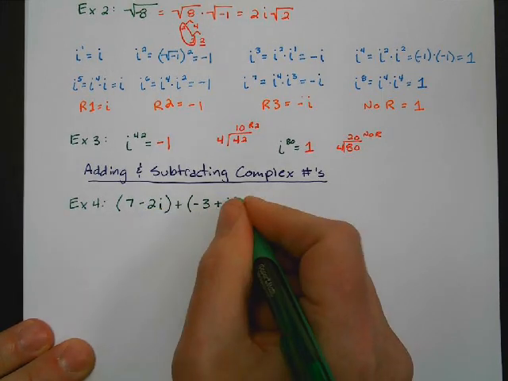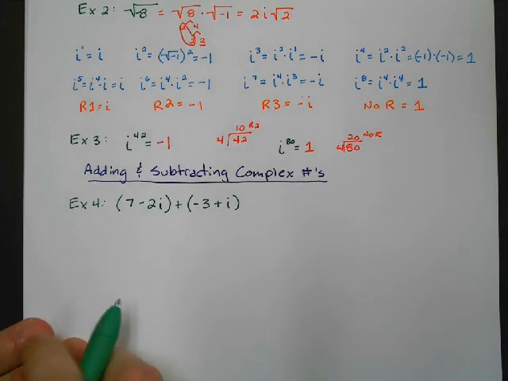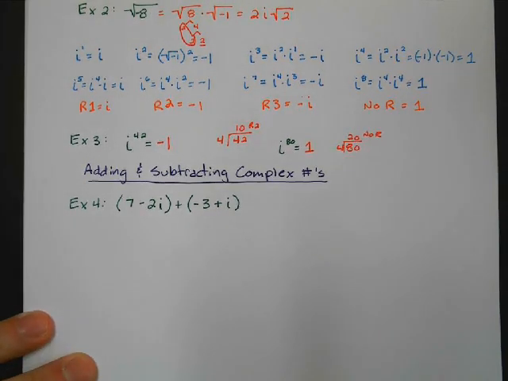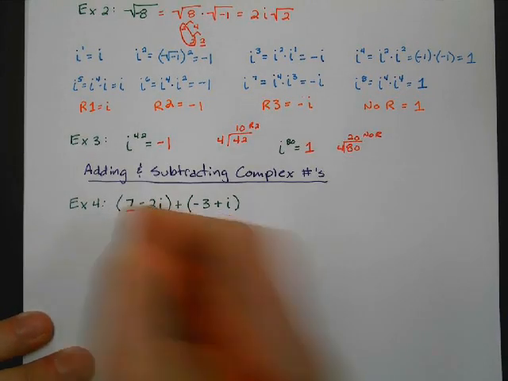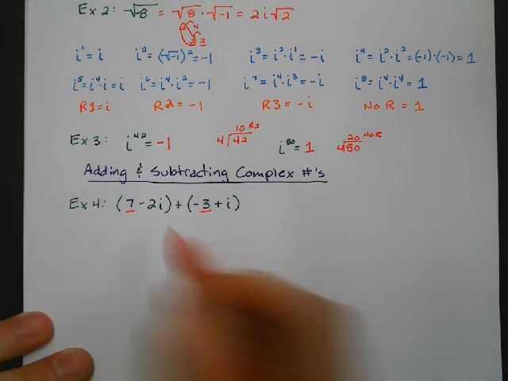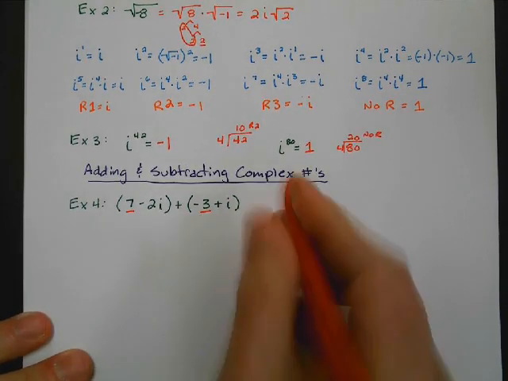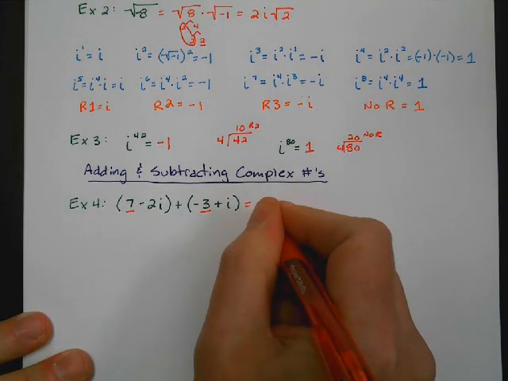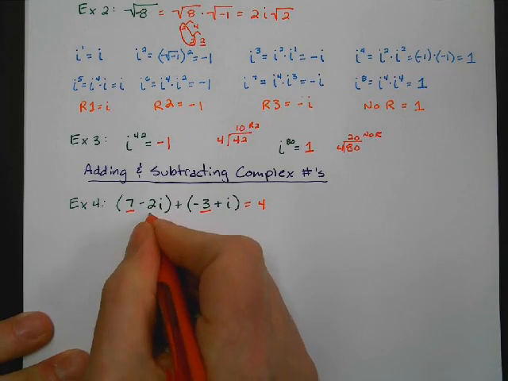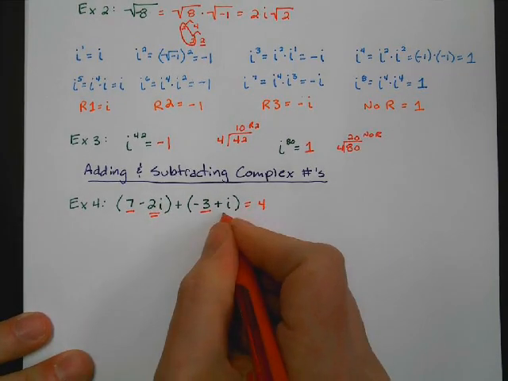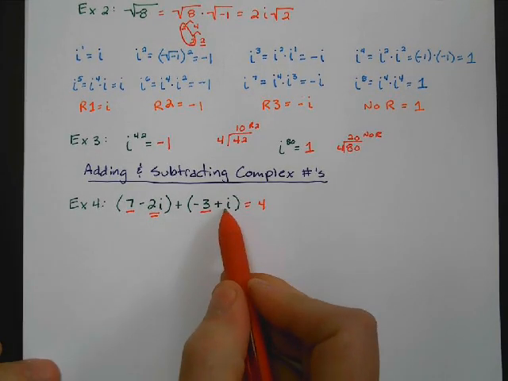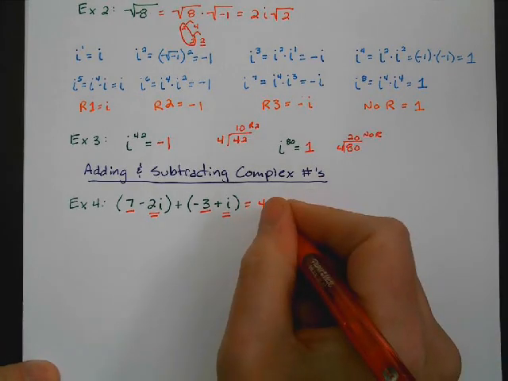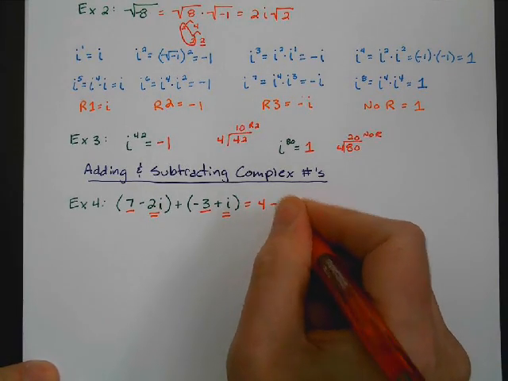All right, so what we have here is we've got complex numbers with real portions and imaginary portions. The real portions are like terms. So those two are like terms. I'm just going to do 7 minus 3, which is 4. Then they have imaginary portions to them. Negative 2i and positive i. Those are like terms because this is 1i. So I've got negative 2i plus 1i gives me negative 1i, or just minus i.